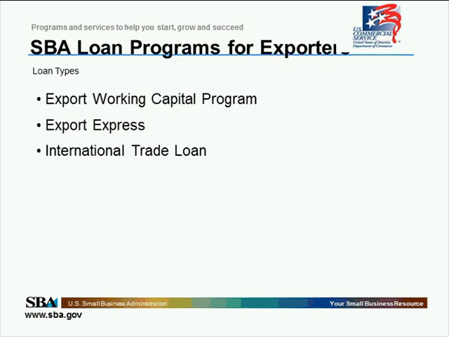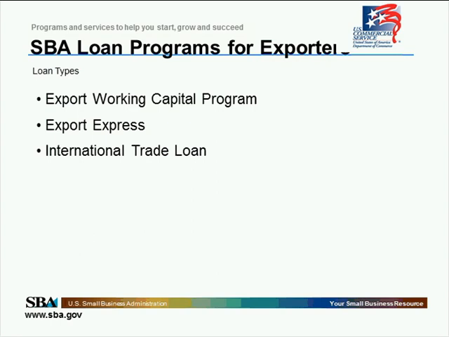Why is it called Express? Because it provides exporters and lenders a streamlined way to obtain SBA-backed financing for loans and lines of credit up to $500,000. Lenders use their own forms and credit decision processes to make the loans. And the SBA is now waiving its fees on Export Express loans of $150,000 or less. So no guarantee fee due from the borrower and no ongoing servicing fee due from the lender.